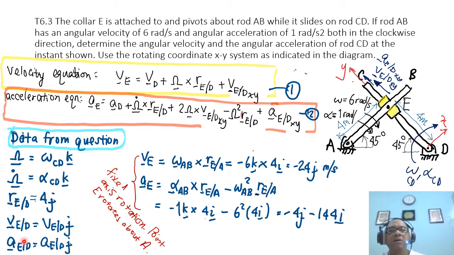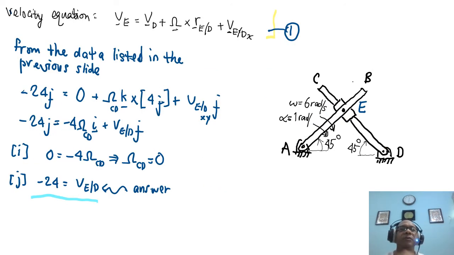So when we are ready to substitute the values, if our understanding of this is correct, then we should have the correct answer. So for the velocity equation, this is the velocity equation: VE equals VD plus omega cross position vector E relative to D plus the relative velocity. And then from the data listed in the previous slide, we know that VE is minus 24J, VD equals 0, and omega CD we have replaced with omega CD.